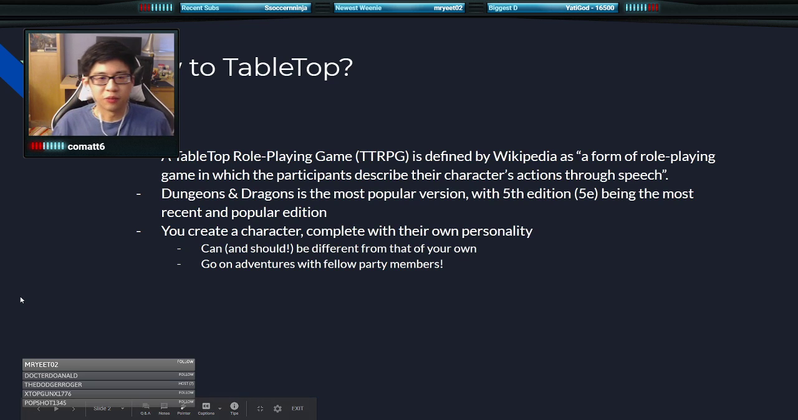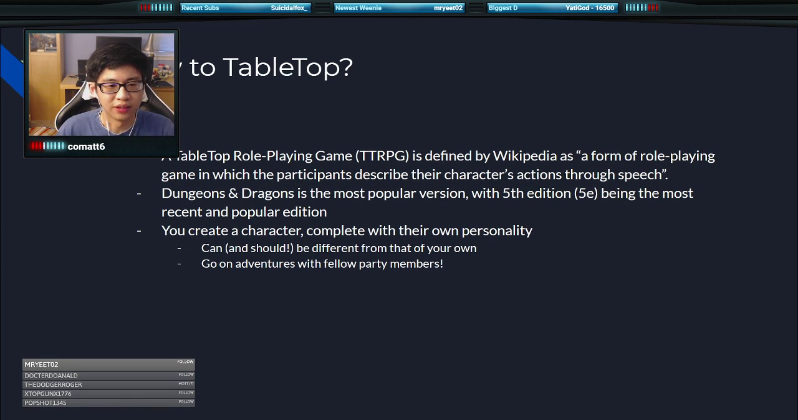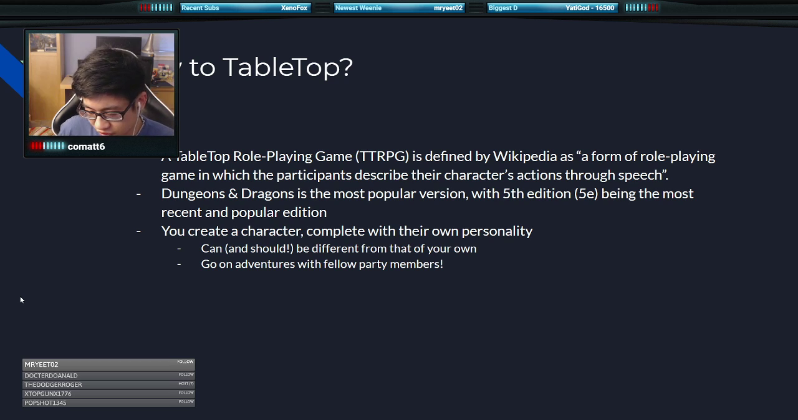So if you're new to tabletop, Pathfinder 2nd Edition is a tabletop role-playing game. And what that means, defined by Wikipedia, is a form of role-playing game in which the participants describe their characters' actions through speech. There are a lot of different types of TTRPGs.